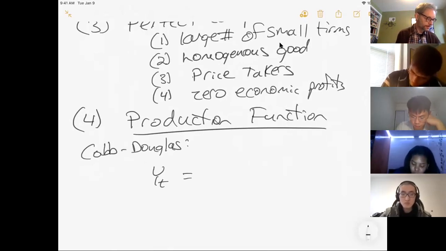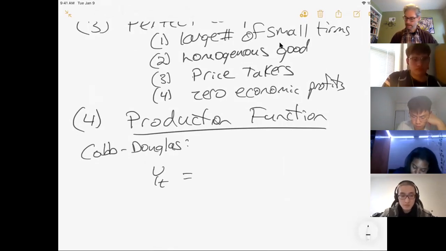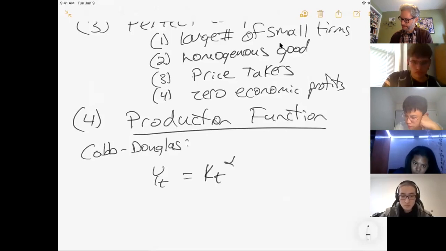Oops, hold on 1 second. I just want to make sure that I'm using the right notation for your book. Yes. So I'm going to begin with this production function.